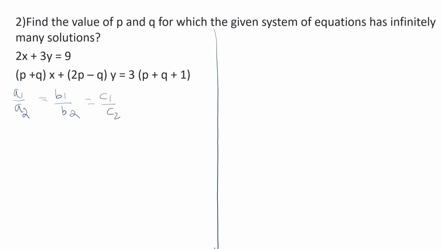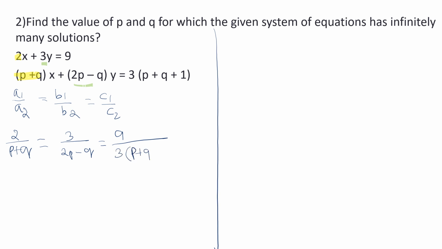So the coefficient of x is called a1. The coefficient of x in the first equation is 2. The coefficient of x in the second equation is p plus q. So we get 2 by p plus q is equal to... the coefficient of y in the first and the second equations are respectively b1 and b2. So we get 3 by 2p minus q is equal to... the constant is 9 by 3 times of p plus q plus 1.